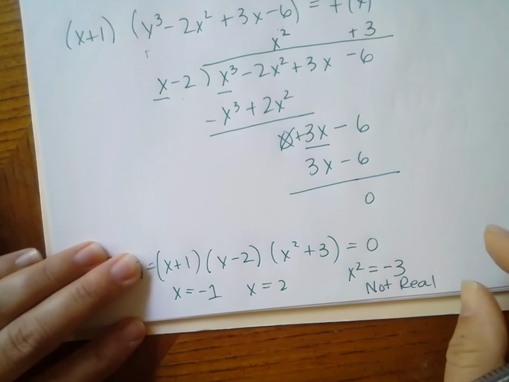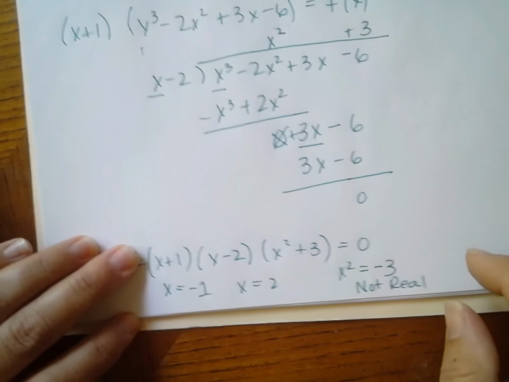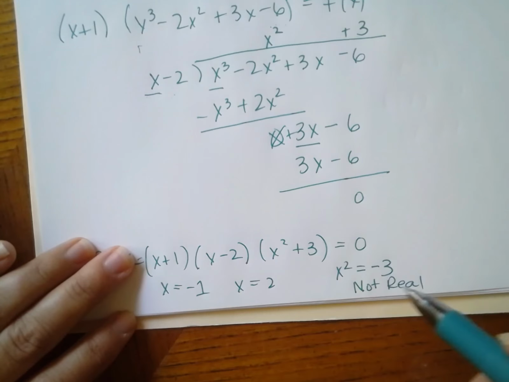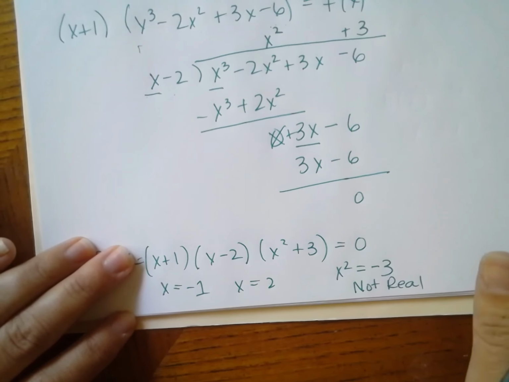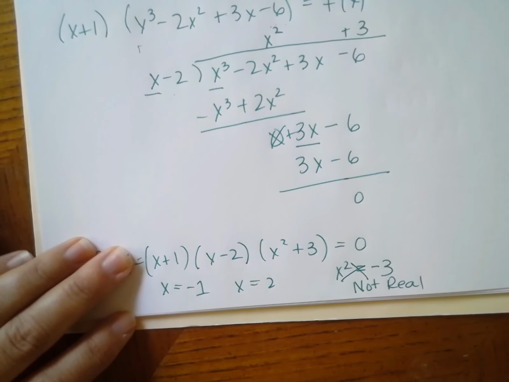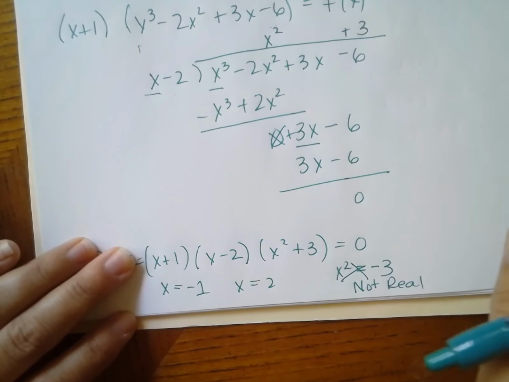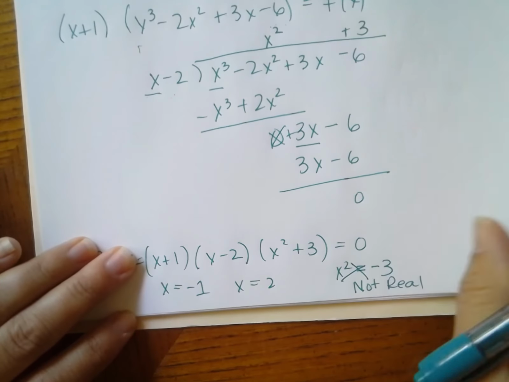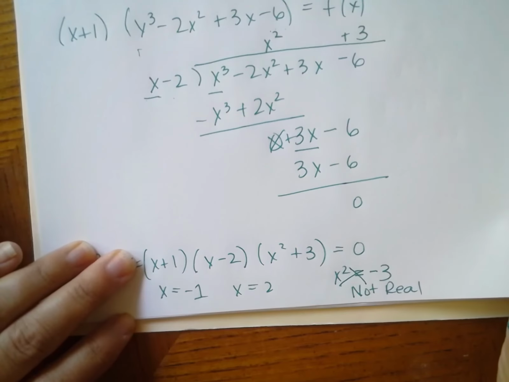Now, if we were in the complex number system, this would give us two imaginary solutions, but we're not. We're not going there. So this one does not give us any, but it is completely factored, as far as we can do it, okay? Because x squared plus a constant doesn't factor, at least in the real number system.